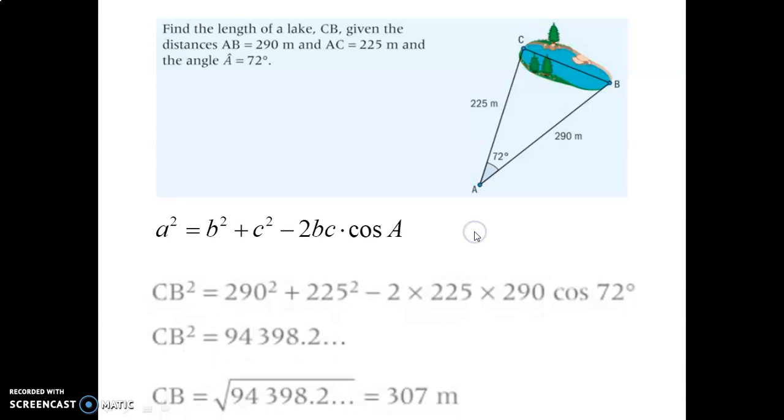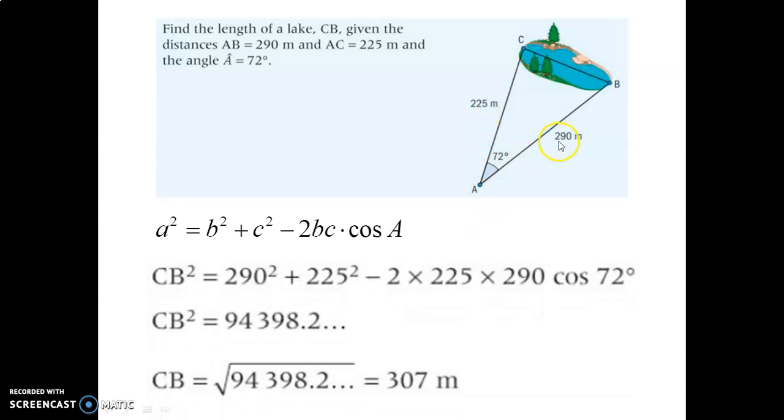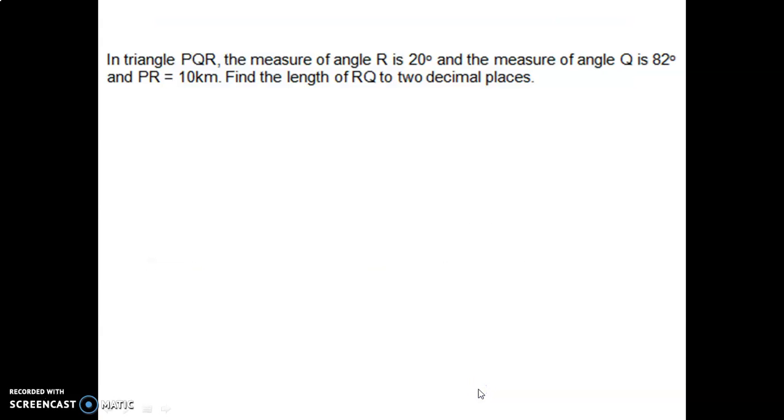Okay, clearly cosine rule as well. We have side, angle, side, cosine rule, set it up like this. Check your work carefully, and let's check our answer as well. Next one, try this one.